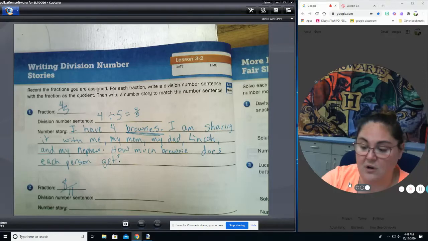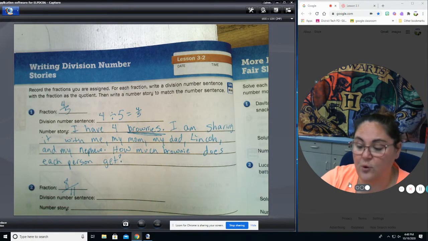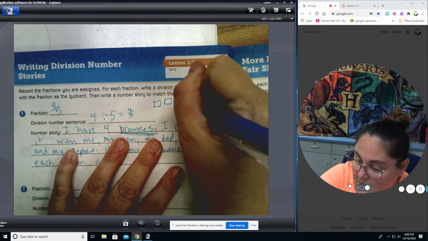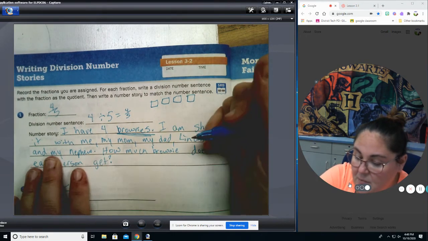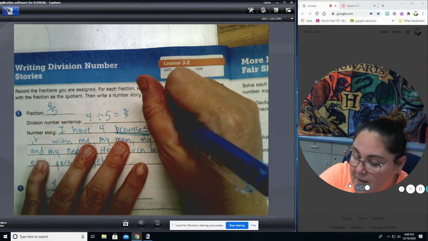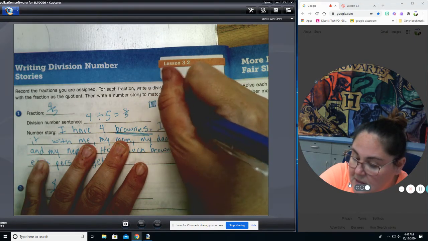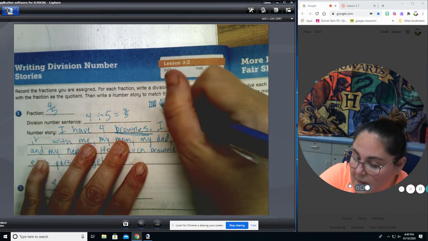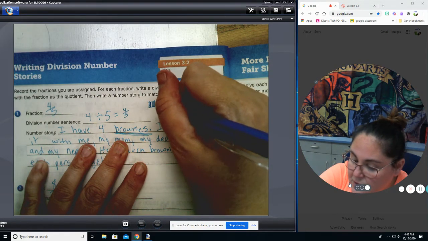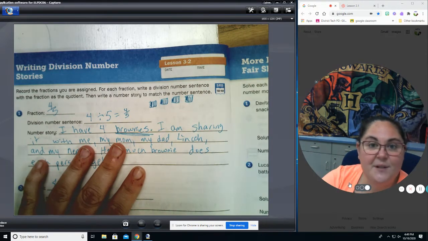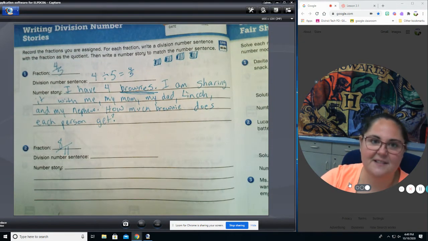Now, let's check to make sure our number story problem makes sense. I have 4 brownies. Okay, I can picture the brownies. 1, 2, 3, 4. I am sharing them with me, my mom, my dad, Lincoln, and my nephew. So if I separate this into 4 pieces, I get 1 for me, 2 for me, 3 for me, 4 for me. 4/5. Absolutely. I'm right. All right.